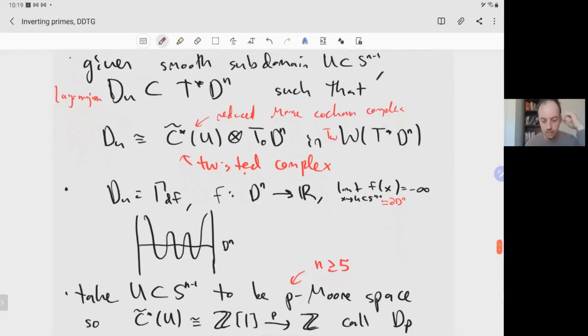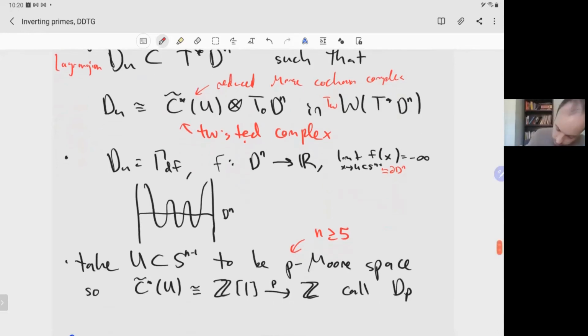So now the idea is to take U to be a P-Moore space. A P-Moore space is just a space inside, so that its reduced homology is Z mod P. So its reduced Morse chain complex has this form. This is what's called the cone of P.